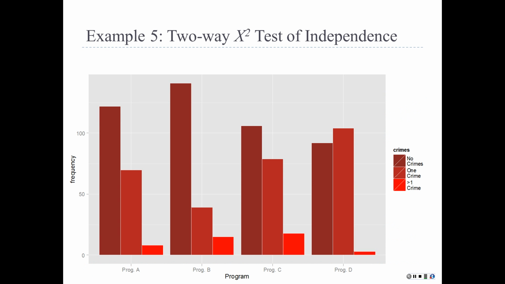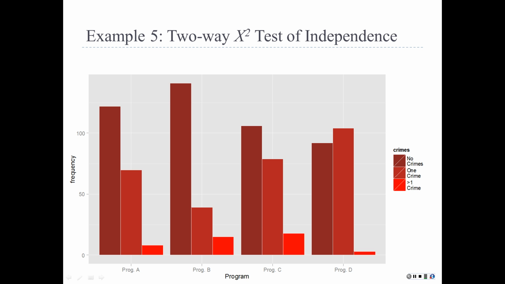When you have a situation with two variables like this, one way to graph them is with a clustered bar chart. The x-axis will be one variable, the cluster groups will be one variable, and the specific bars within each group will be the other variable. In this case, I'm putting the program on the x-axis and clustering it by the number of crimes.